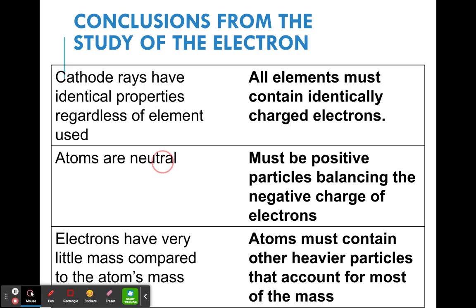Atoms are neutral. We know that atoms are neutral. So therefore, we know that if there's a negatively charged particle, there must be a positively charged particle balancing the negative charge of the electrons. And electrons have very little mass compared to the atom's mass. So atoms must contain other heavier particles that account for most of the mass of the atom. So those were the conclusions that we could draw from the fact that we discovered this negatively charged particle.